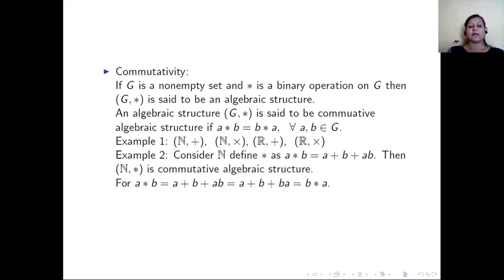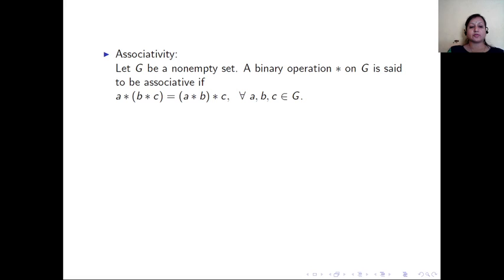Let us consider the second example. Again consider the set of natural numbers. Define the operation star as A star B is equal to A plus B plus AB. Then this algebraic structure (N, star) is a commutative algebraic structure. For if A star B is the same as A plus B plus AB, now here A and B are natural numbers, so this product AB is the same as product BA. Hence, this A star B becomes B star A. Hence, it is a commutative algebraic structure.